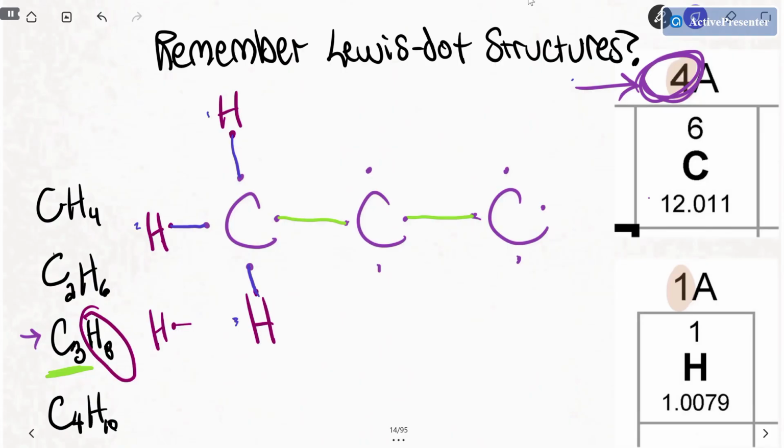We can't put any more hydrogens on this carbon because carbon only has 4 electrons. So that means 4 opportunities to form a bond with something. And so the other bond, the 4th bond, is the carbon bond to the next carbon. So we can only put 3 hydrogens on this.